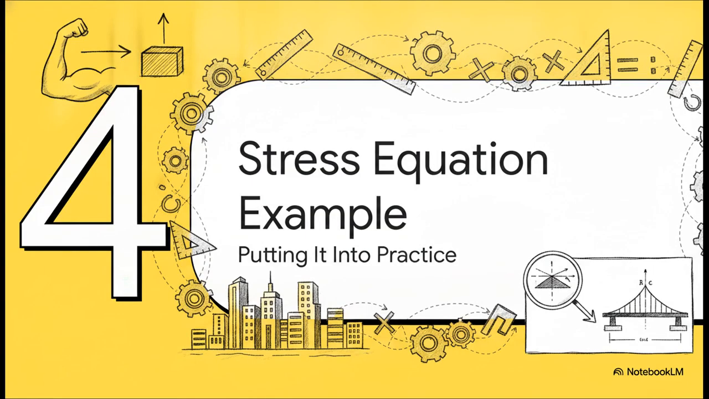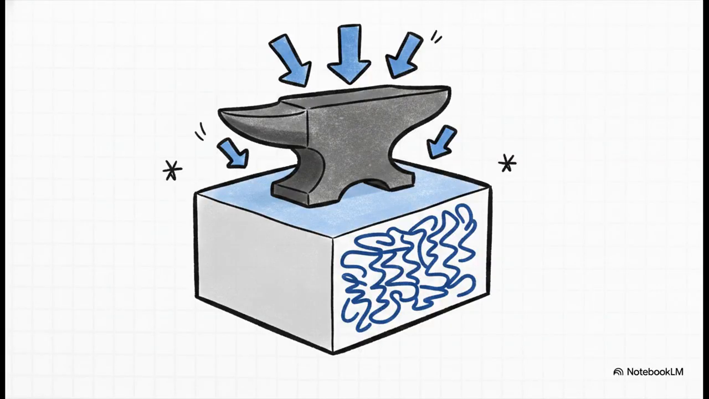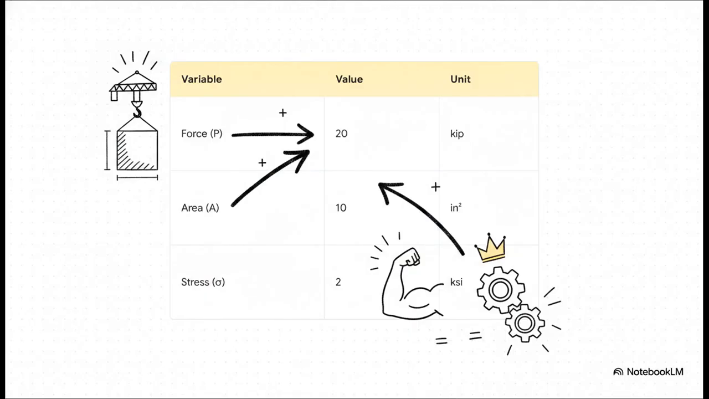Section 4. The stress equation example. Putting it into practice. Okay, let's look at a classic equation you are going to use constantly, the stress equation. Stress, which is represented by sigma, equals force, or P, divided by cross-sectional area, A. To test this equation out, let's go ahead and, to borrow a phrase from our source material, just live in the land of US units for a second. Let's walk through this clean, successful calculation.